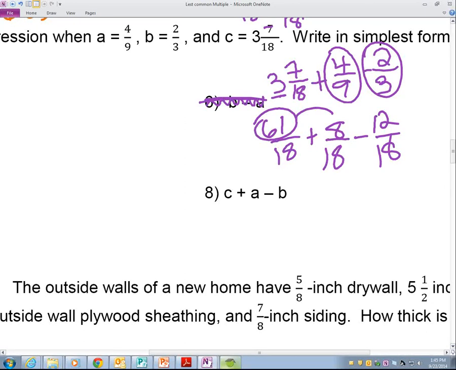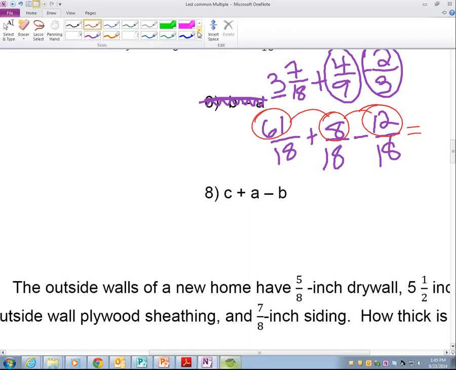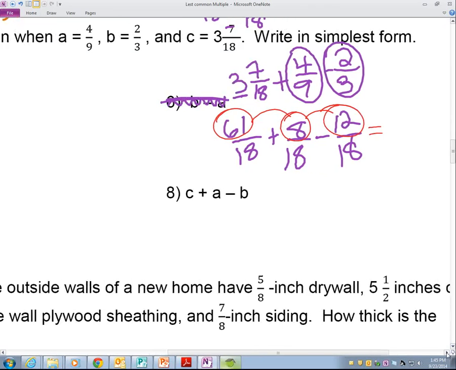I'd do this in a different color. So we're doing 61 plus 8, which is what? 69 minus 12 is? Minus 12 is 757. 757? That makes no sense. 69 minus 12 is 757. Hold on, stop. Think about that for a second.